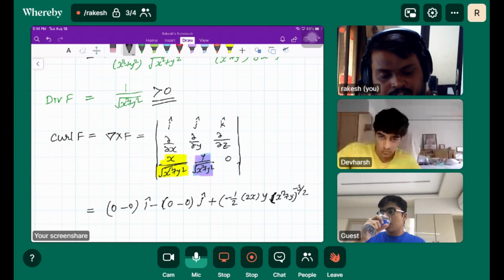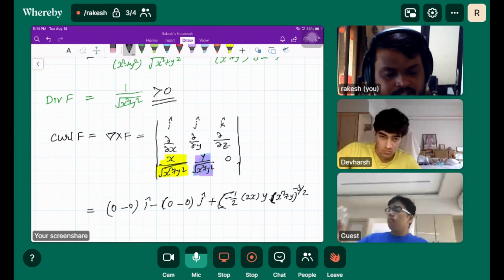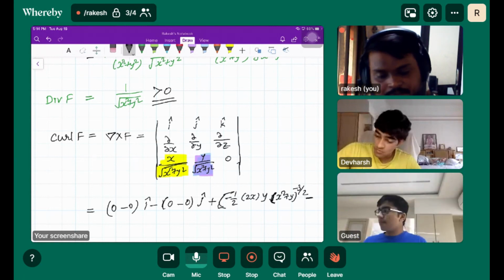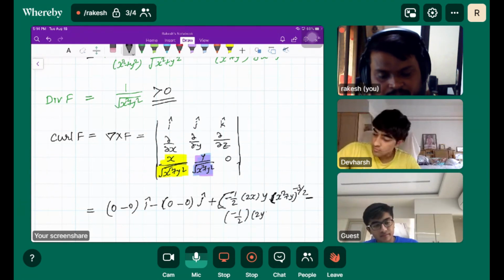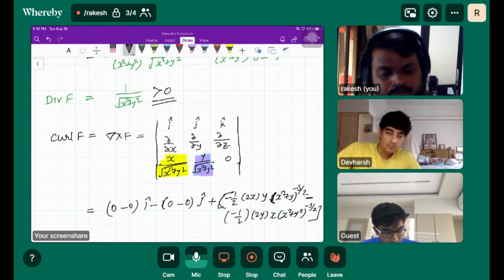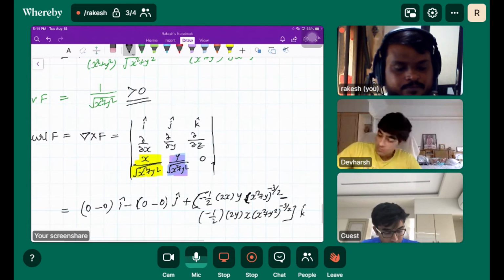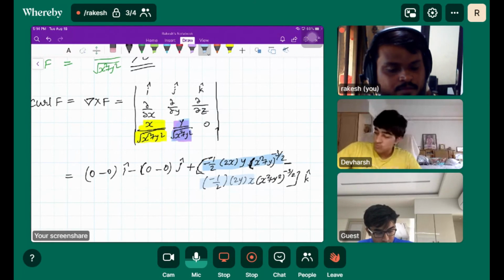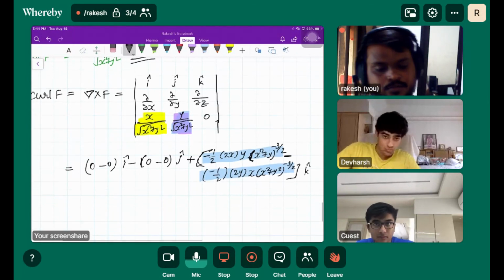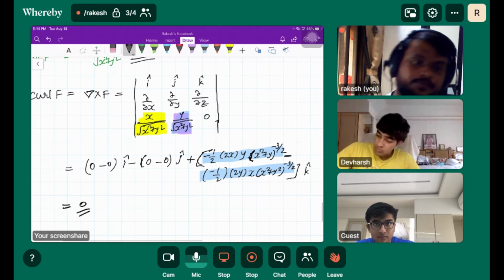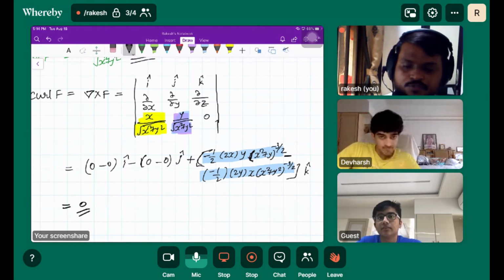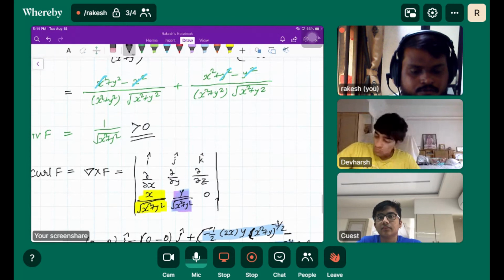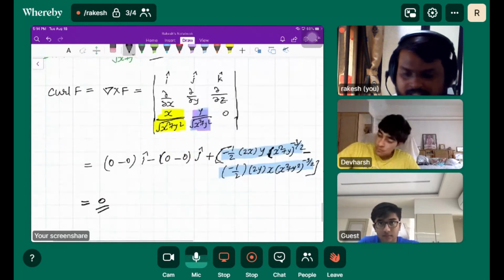You can verify that. This minus this, minus of minus half, will get the same term, x square plus y square to the power minus 3 by 2, k cap. So if you observe, both the terms are the same with minus sign, so everything will cancel and you'll get 0. So curl of f has to be 0 here, that we have thought of, so we get this exactly 0.